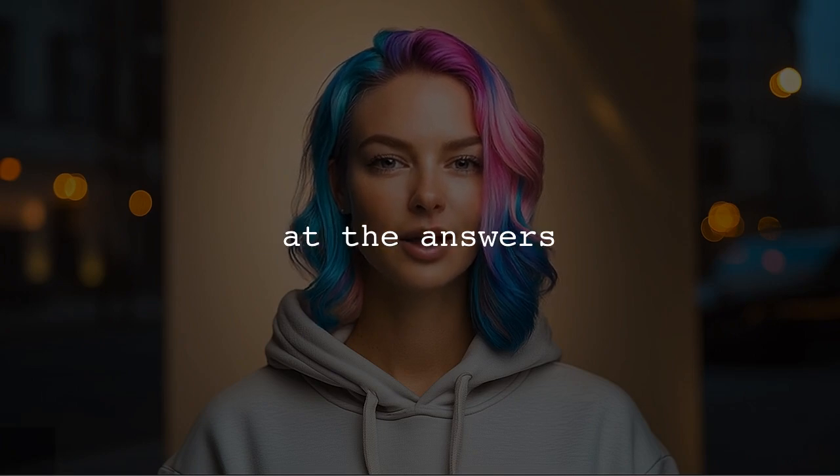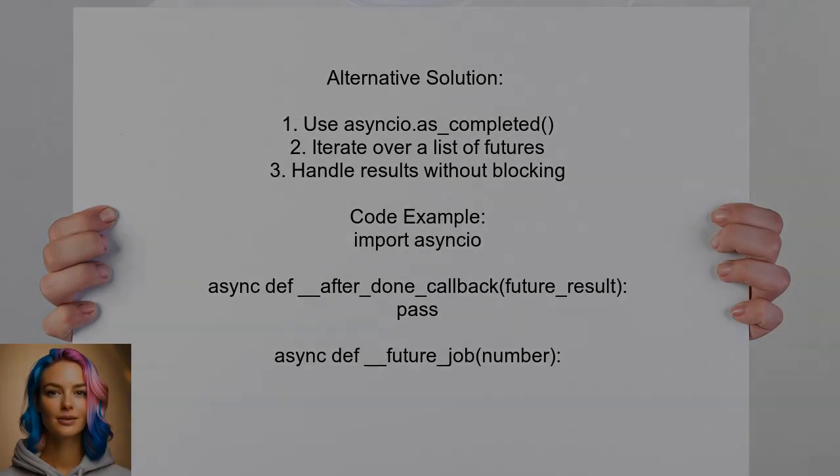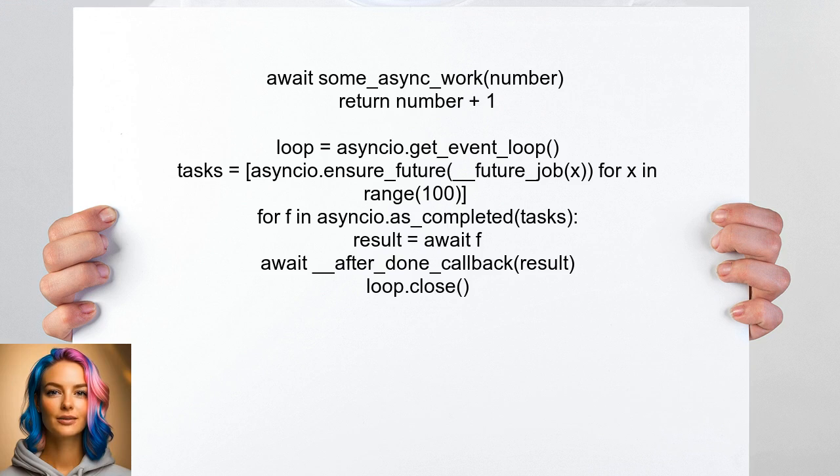Now let's look at the answers provided by other users. An alternative approach suggested by a user involves using asyncio.as_completed to handle multiple asynchronous jobs. This method allows you to iterate over a list of futures without blocking each other.